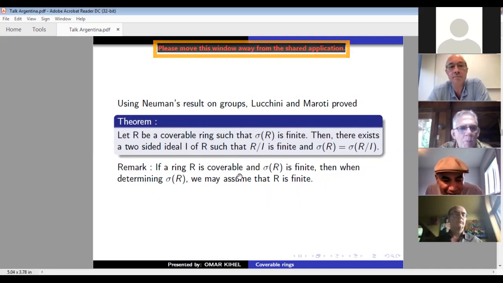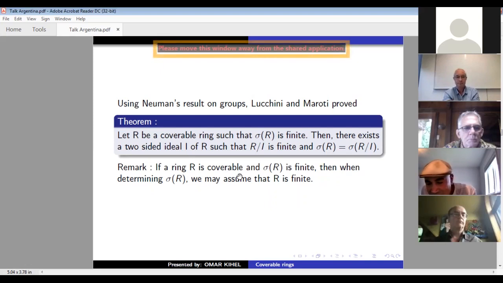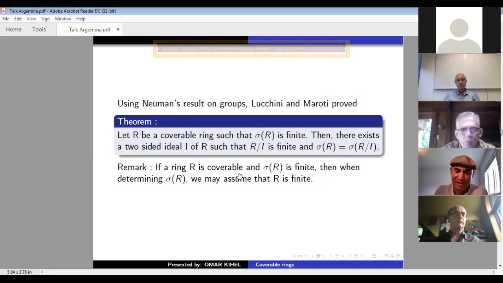So there exists a two-sided ideal I of R such that R over I is finite, and sigma(R) is equal to sigma(R/I). So basically, this result reduces the question: instead of talking about R an infinite ring, it reduces to talking about finite rings, provided that you can find such an ideal. But we know that such an ideal exists if, of course, sigma(R) is finite.